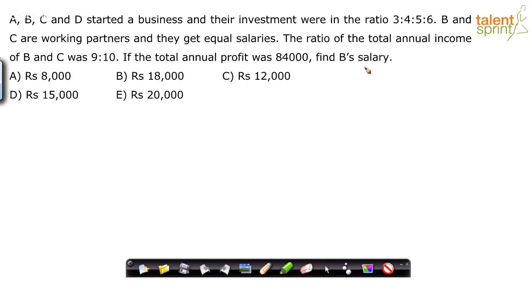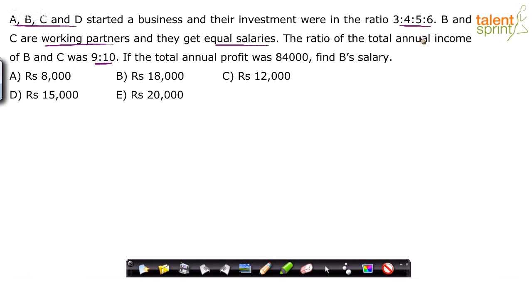So a partnership based question where it says four partners A, B, C and D have invested in the ratio 3:4:5:6. But out of these four partners, B and C are working partners, right? Meaning they'll get some salary and they get equal salaries. Both of them get equal salaries. How much? No idea. The ratio of total annual income of B and C was 9:10.